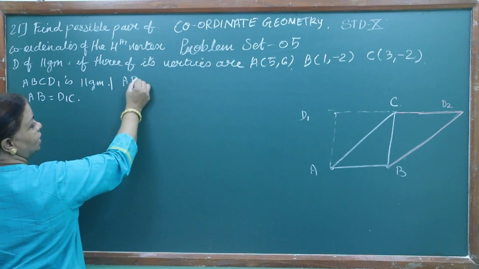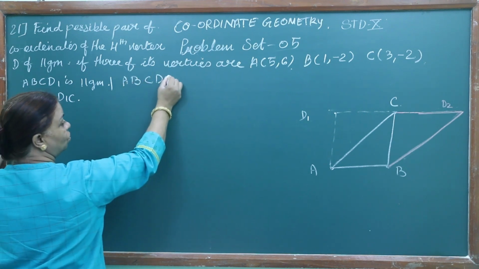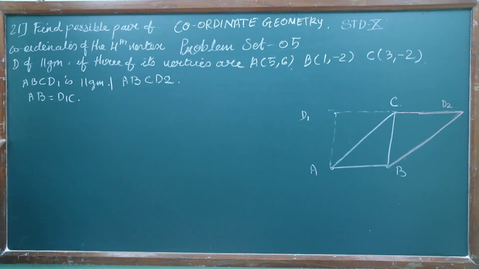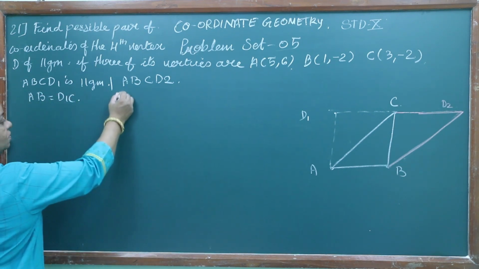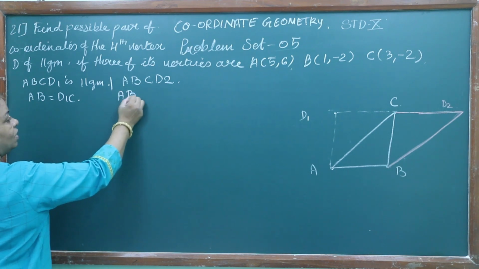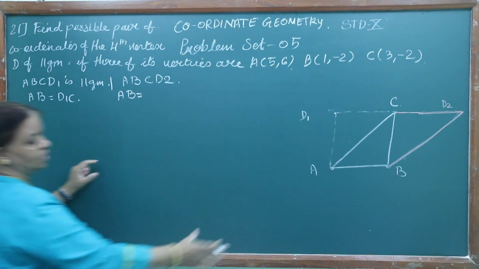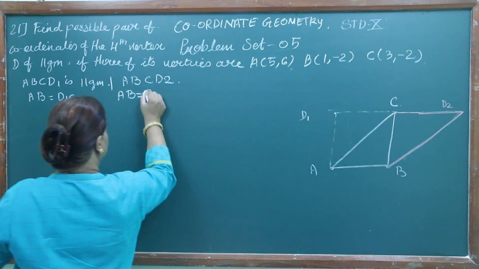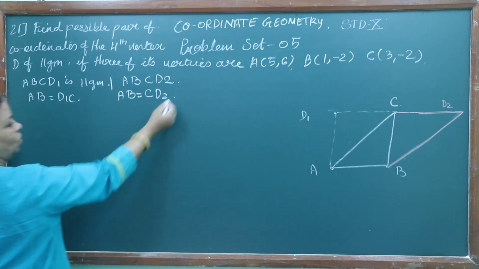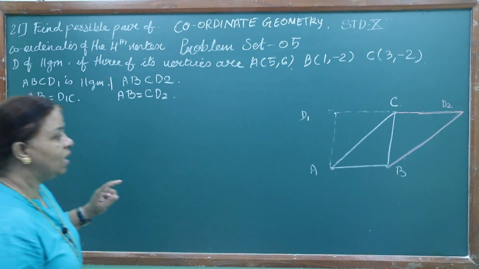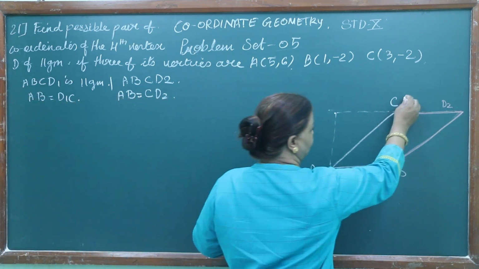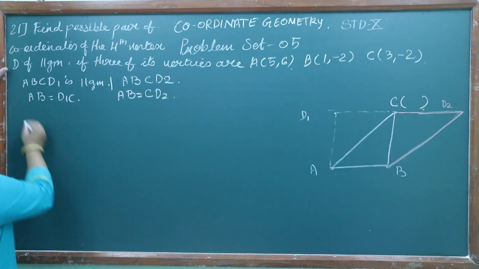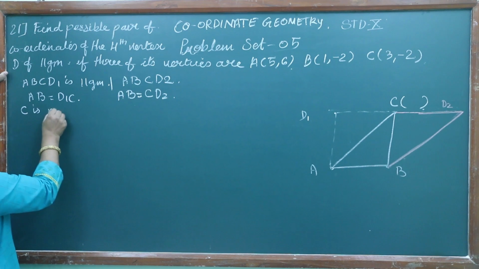So when my parallelogram is A, B, C, D2, that time AB will be equal to what? AB will be equal to, opposite sides of parallelogram are equal, CD2. Okay, so what I am able to say is that C is the midpoint. Fine, I can write here C is midpoint.